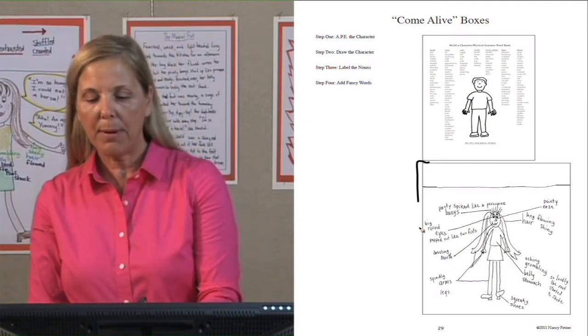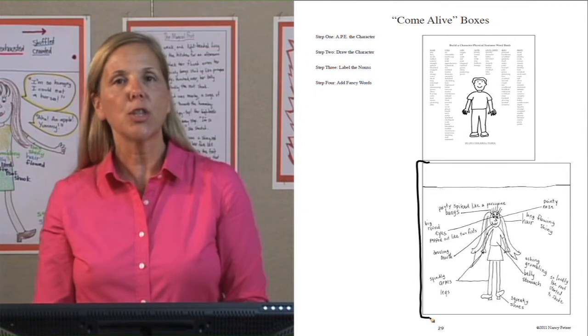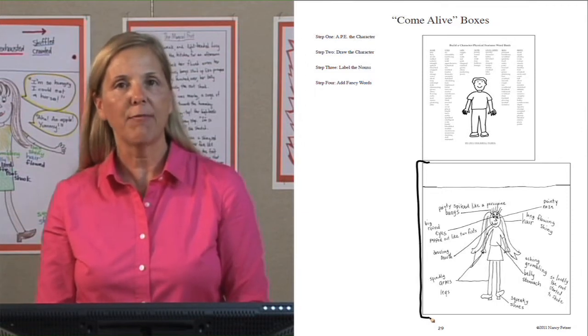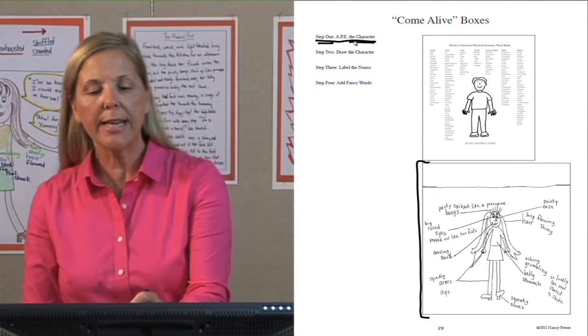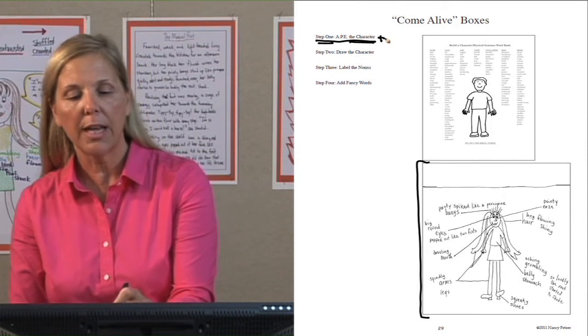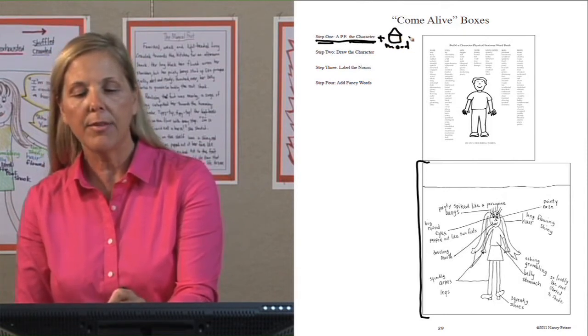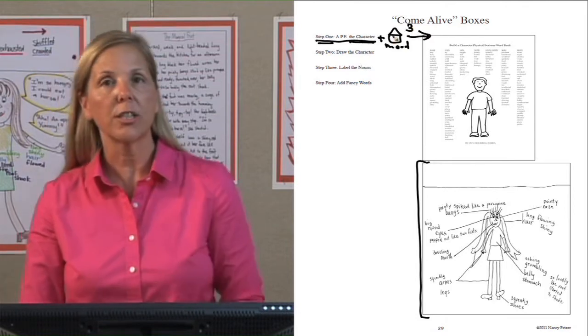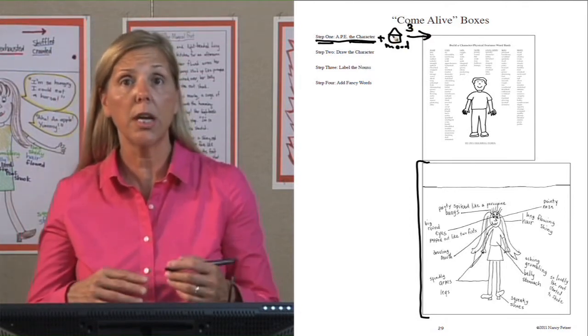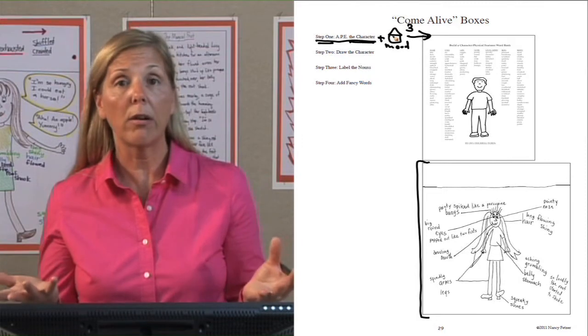Down at the bottom of the page, you'll see this is where we are planning our Come Alive box. Notice in number 1, it says APE the character, plus think about the setting, the mood of the setting. And then we want to have 3 actions. First thing we have to do is just think, who's our character and where are they?